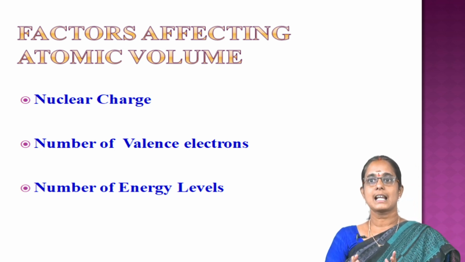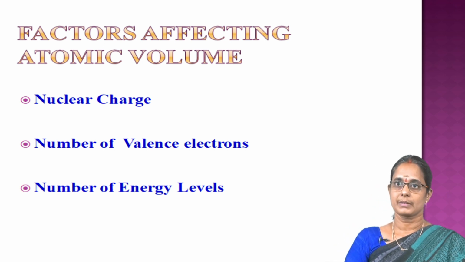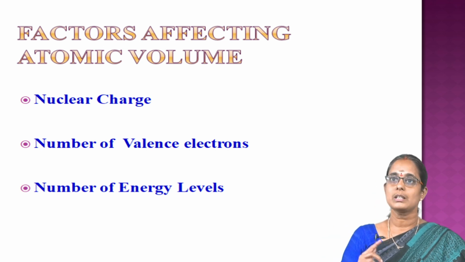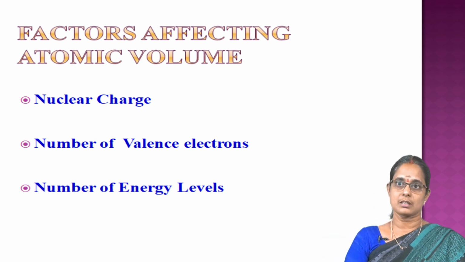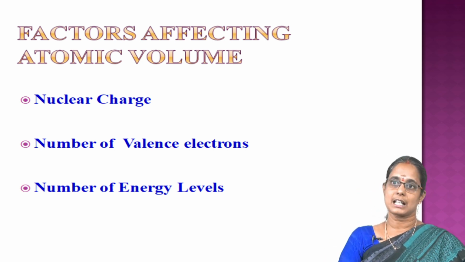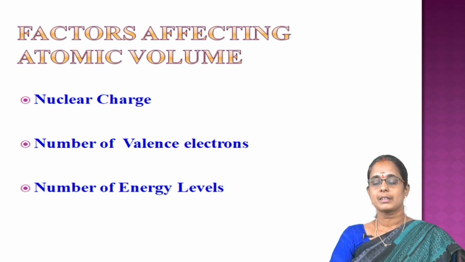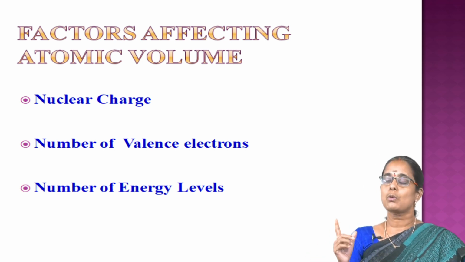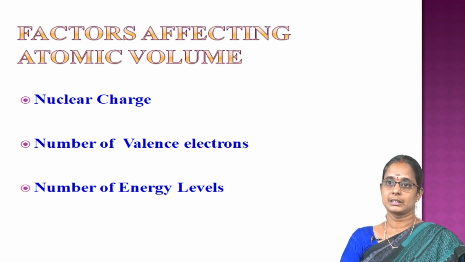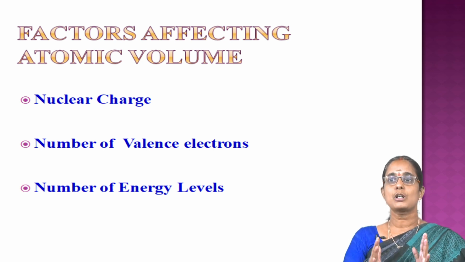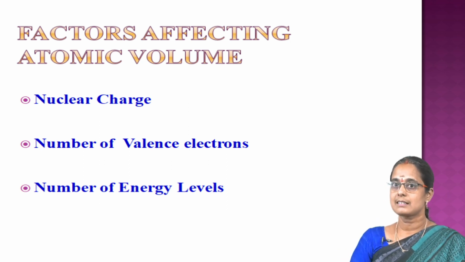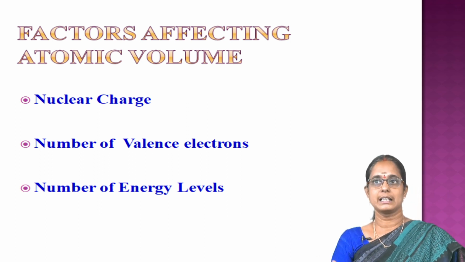The next one is the number of valency electrons. As the number of valency electrons increases, atomic volume also increases to accommodate the electrons. These two factors affect the atomic volume in opposite directions. As a result, along the period, atomic volume decreases, reaches a minimum and then increases. The third one is the number of energy levels. As the number of energy levels increases, the atomic volume also increases.